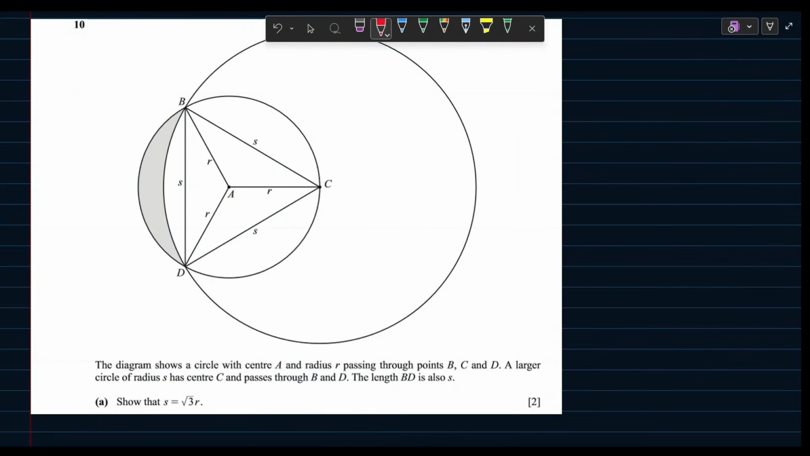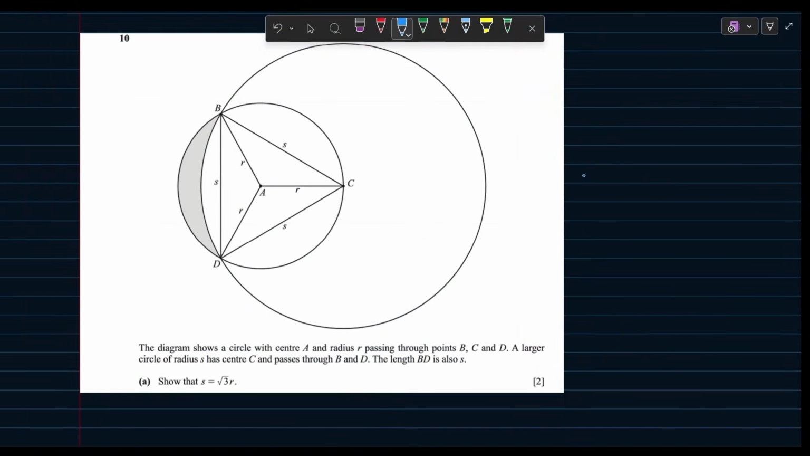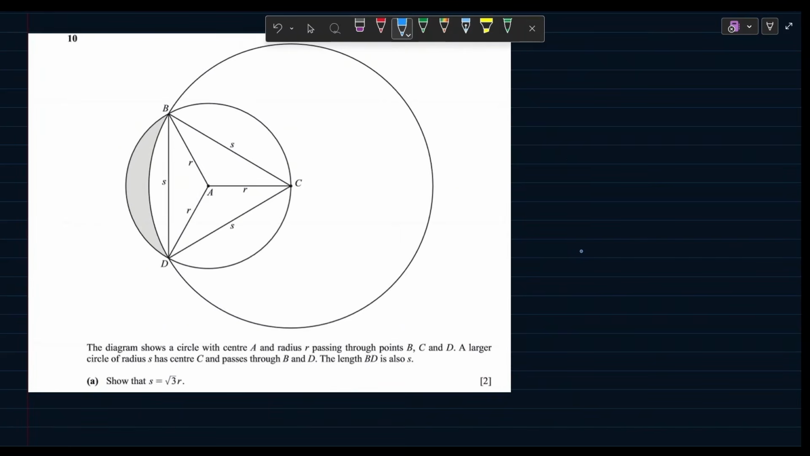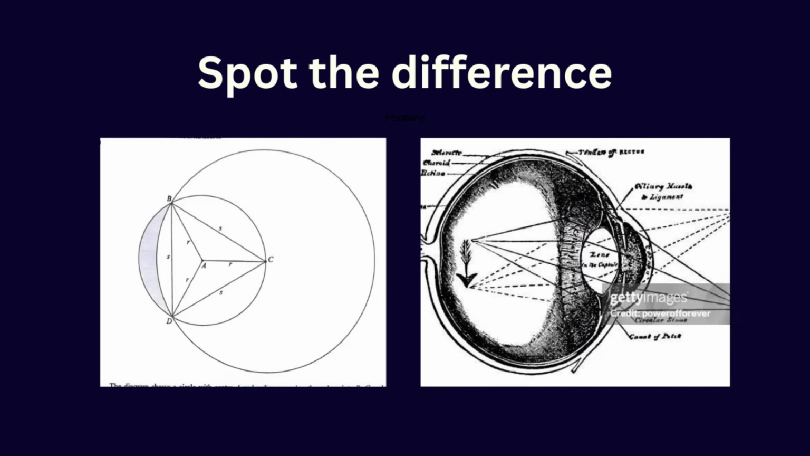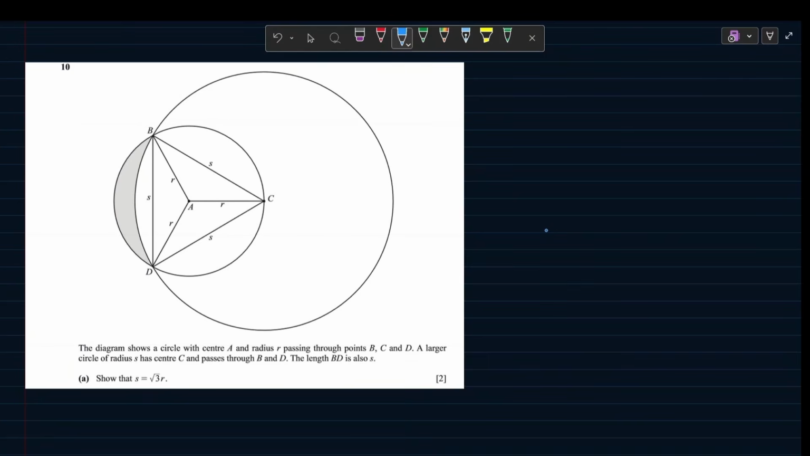On to question number 10, which I am very adamant looks like the cross section of an eyeball. Okay, so we're given that the diagram shows a circle with center A and radius R passing through the points B, C, and D. A larger circle of radius S has center C and passes through B and D. The length BD is also S. Part A, show that S is root 3R.